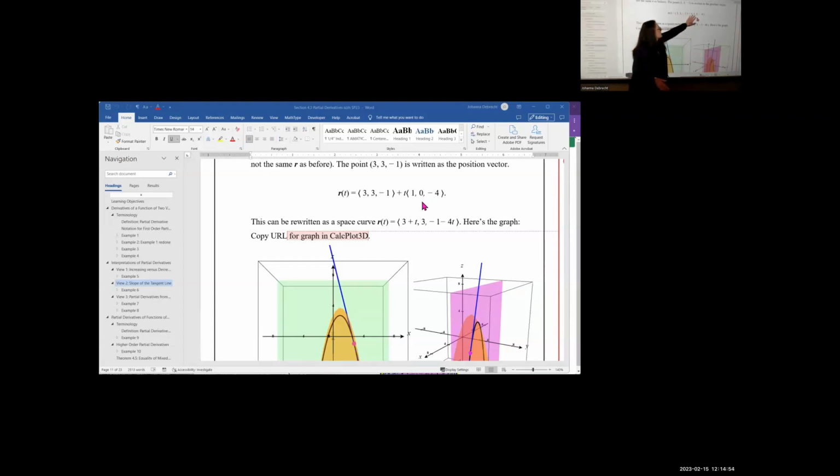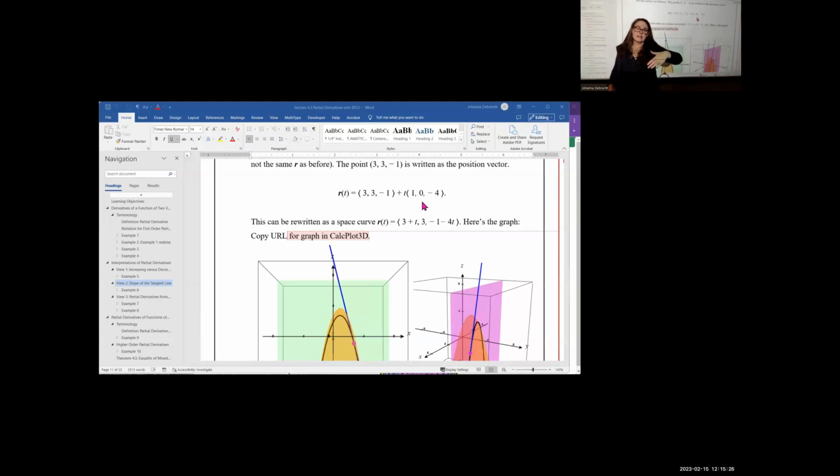And if you combine these together, you get 3 plus t for the x component and 3 times 0. Why is that 3? That should be a 0. Oh, 3 plus 0t, my bad, that's 3. And negative 1 plus negative 4t for the z component. And this will plot the tangent line as a space curve.